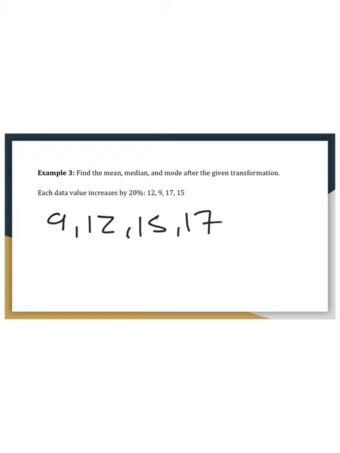Okay, for our mean, I'm going to add them all together and then divide by 4. We end up getting that our mean is 13.25. For my median, I have two middles. I have 12 and 15. So to find my true median, I'm going to average those. Again, that means I'm going to add them together and divide by 2. So when I find my median between 12 and 15, we end up getting 13.5.